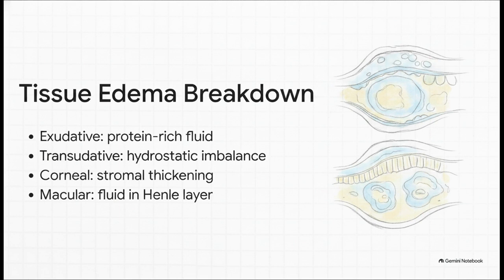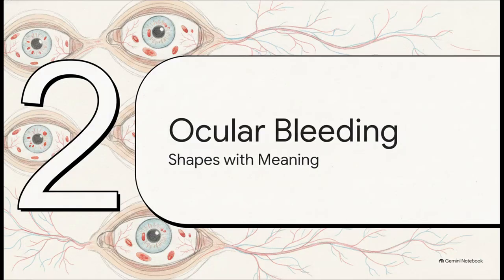But if it's transudative, it's non-inflammatory. That's just a straightforward hydrostatic imbalance. If we zoom in on specific structures, say corneal edema from an endothelial pump dysfunction, it actually shows up as cloudy stromal thickening along with blisters we call bullae. Meanwhile, macular edema kicks in when blood-retinal barriers break down, and that allows fluid to pool directly into the Henle layer. Moving on to Section 2, the architecture of ocular bleeding, shapes with meaning.